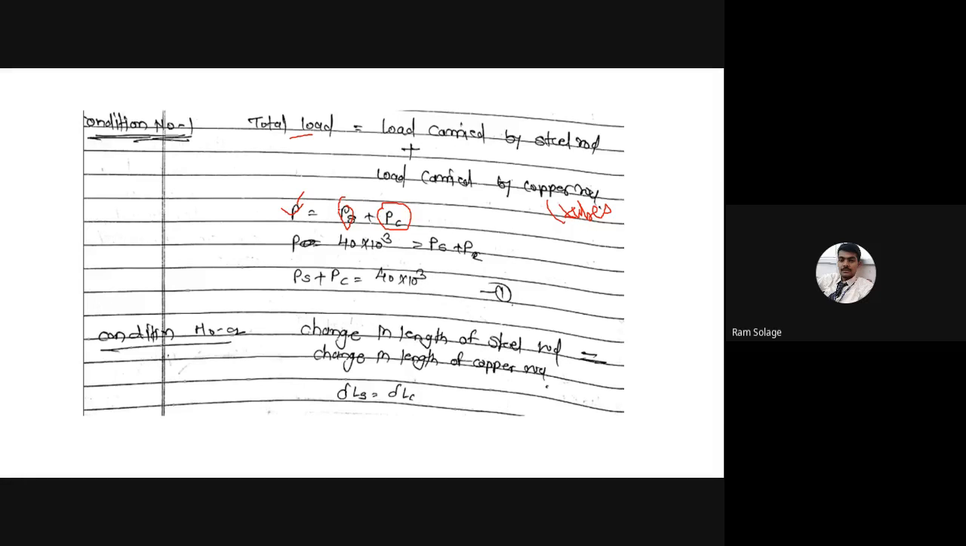Now, in this given problem statement, they have given the value of P. What is the value of P? That is 40 kilonewton. We have to convert that kilonewton into Newton. That is 40 into 10 raised to 3 Newton is equal to PS plus PC. These are the unknowns. We have to calculate the value of PS and PC. So the equation is PS plus PC is equal to 40 into 10 raised to 3. This is equation number 1.